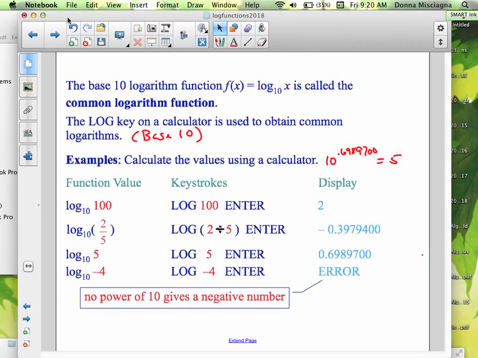And if you try to take a log of a negative number and you get an error message, that's because any positive base raised to a power is going to give you a positive number, no negatives, right? So your calculator would be very upset with you if you take the log of a negative number. You're not going to get anything. Any questions on this? You get a domain error. It's still an error message.